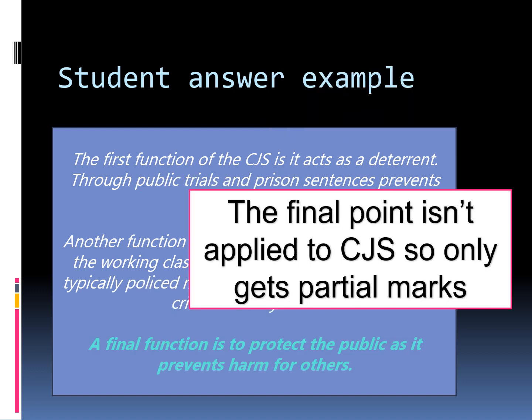Now the final point isn't applied to the criminal justice system, so it actually only gets partial marks as they don't give an example from the criminal justice system. So what would you add to this answer to get full marks? So hopefully you have mentioned that having prison does protect the public.